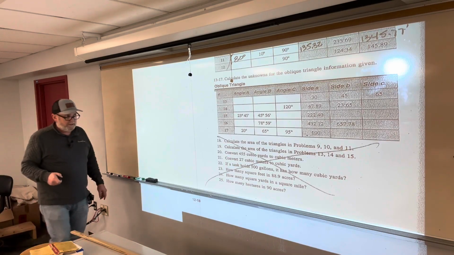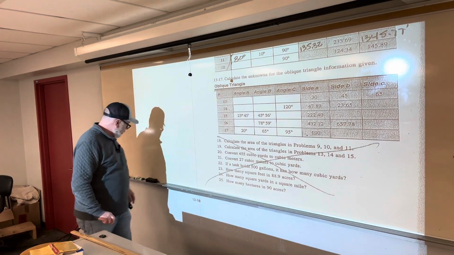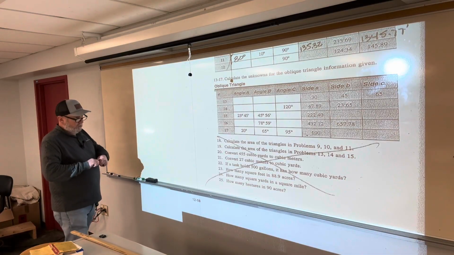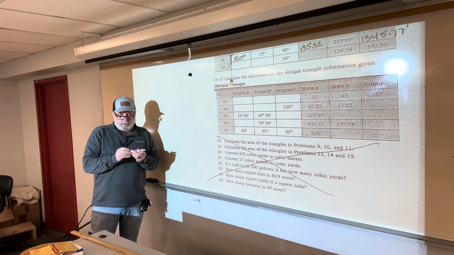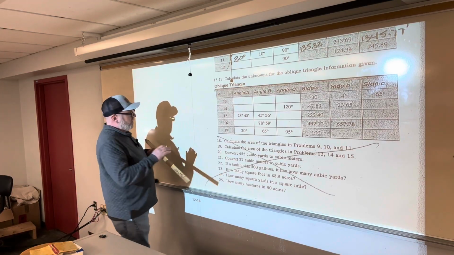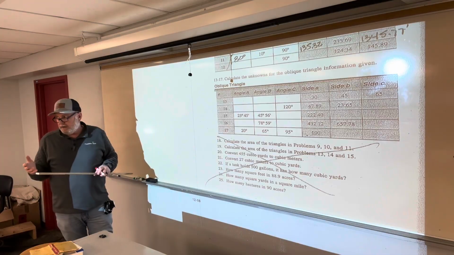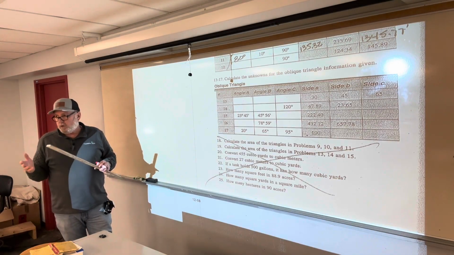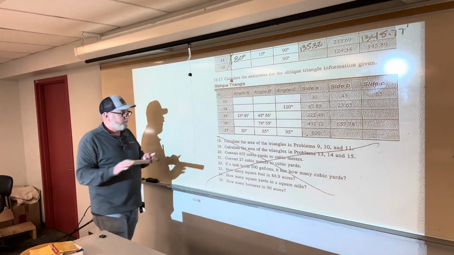Okay, let's start talking about these oblique triangles. Whole new system. The right triangle trigonometry that we were using does not apply to these. An oblique triangle is when you have an angle greater than 90 degrees.